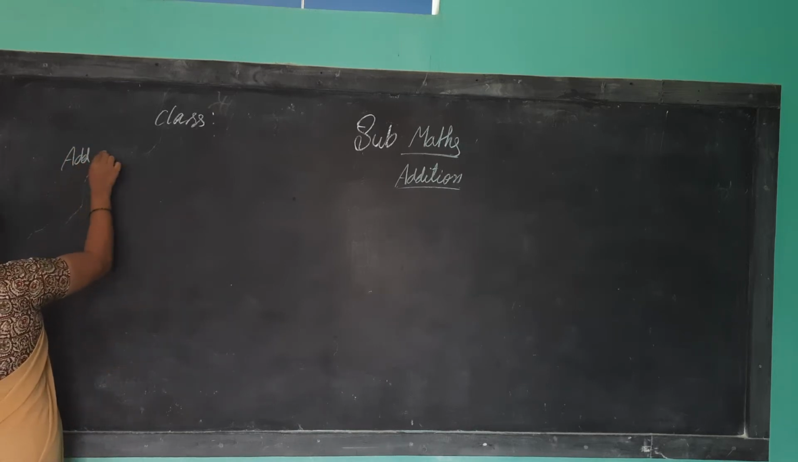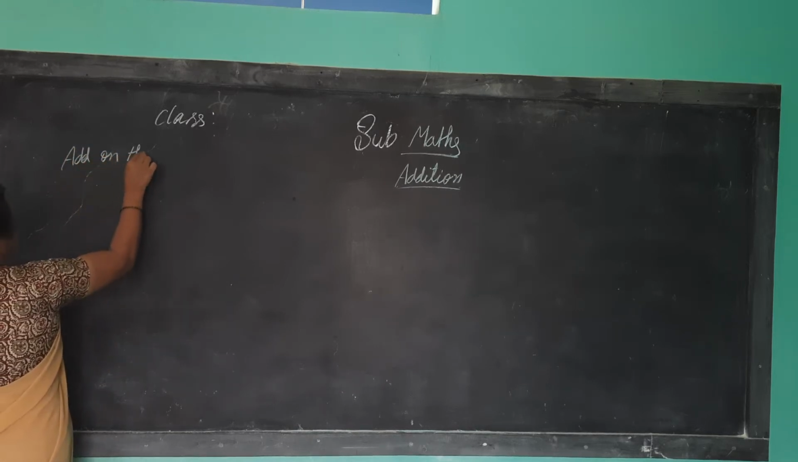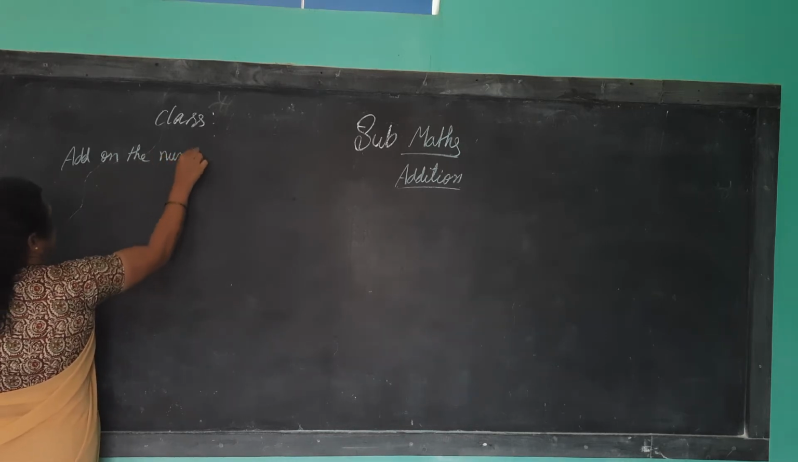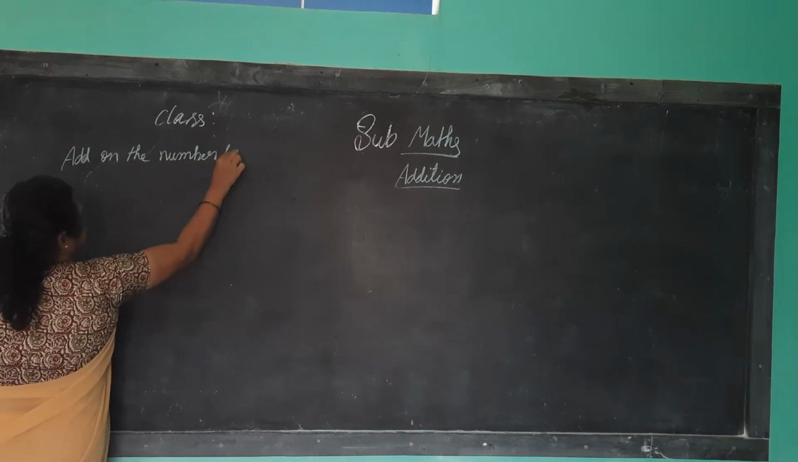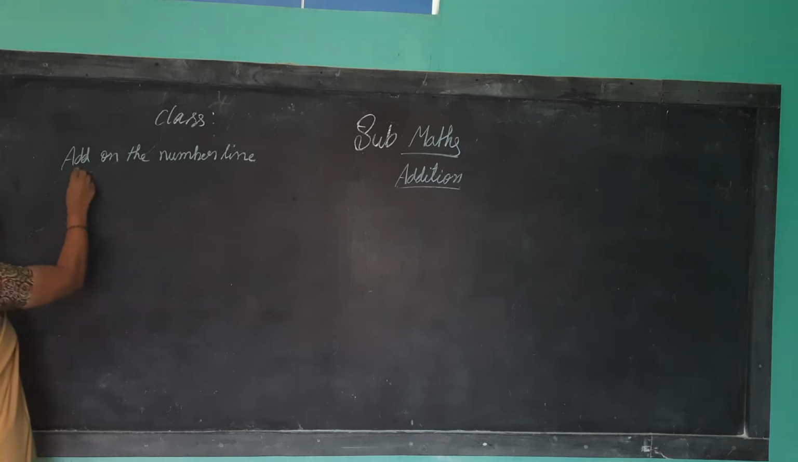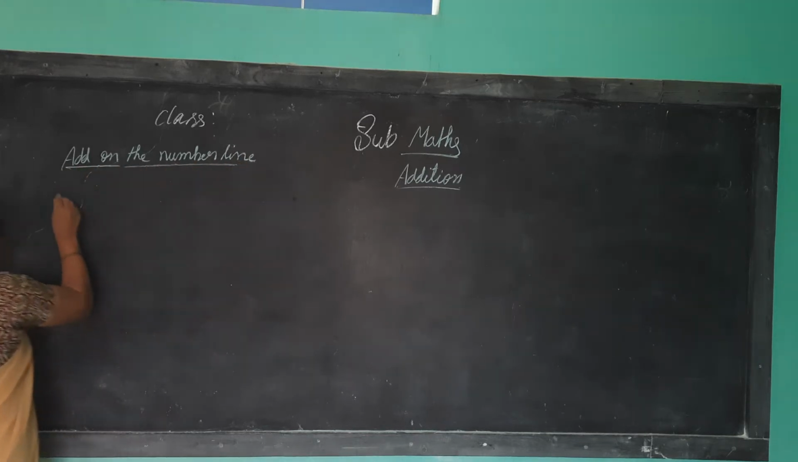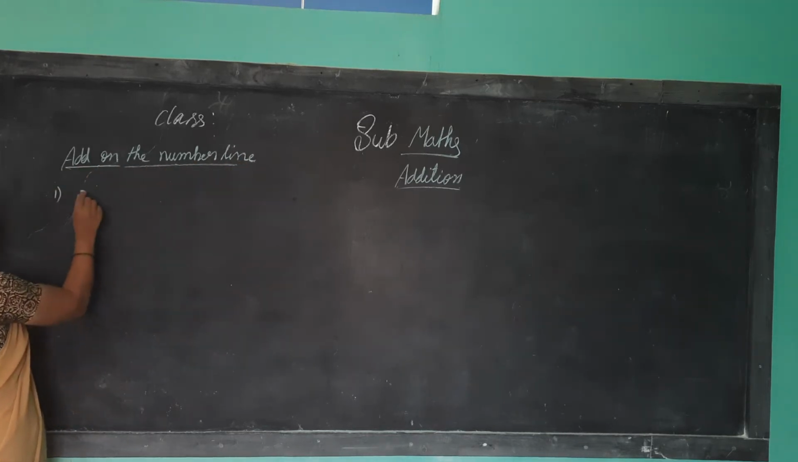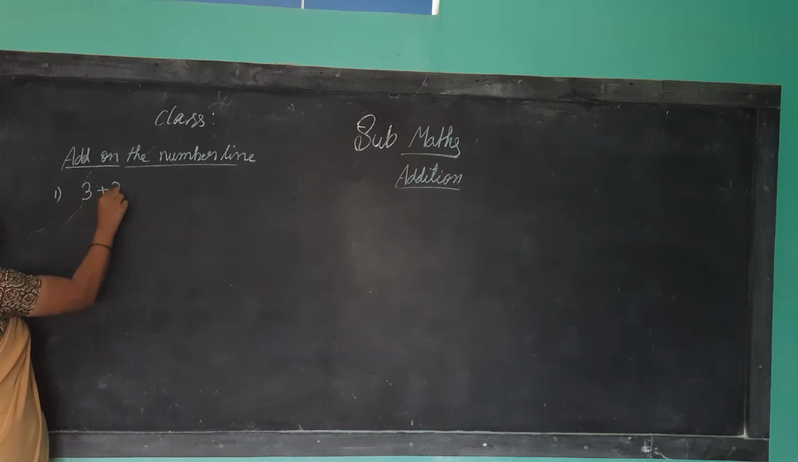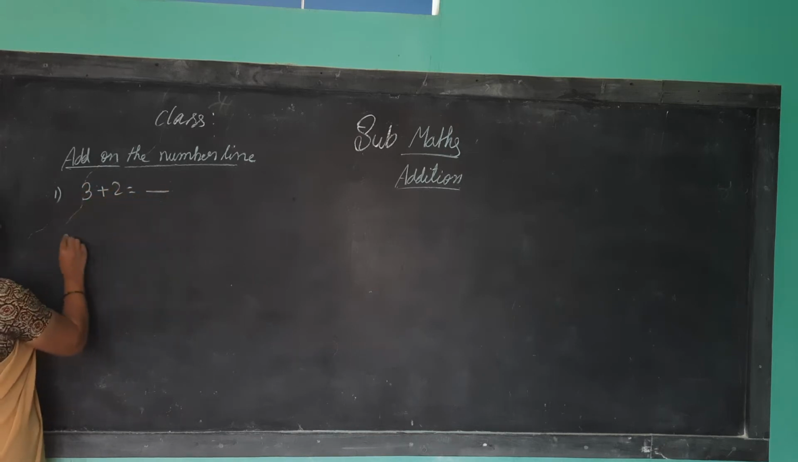Now, add on the number line. So you can see, children, an easy method I will teach you. 3 plus 2 is equal to dash. Okay.